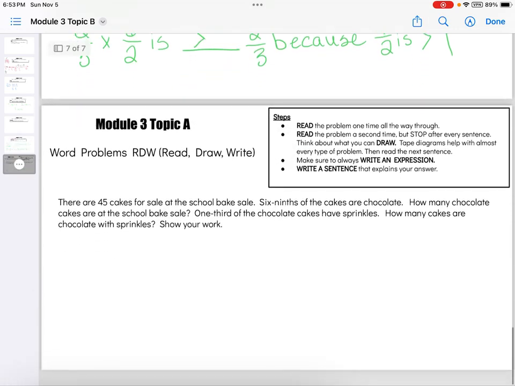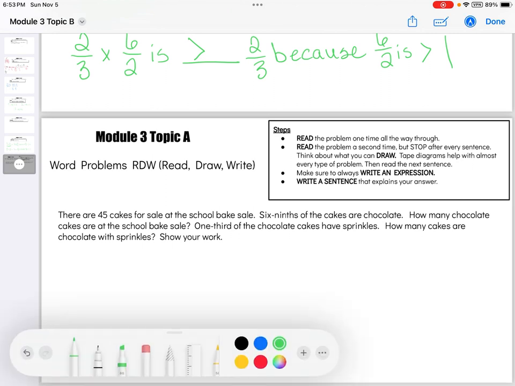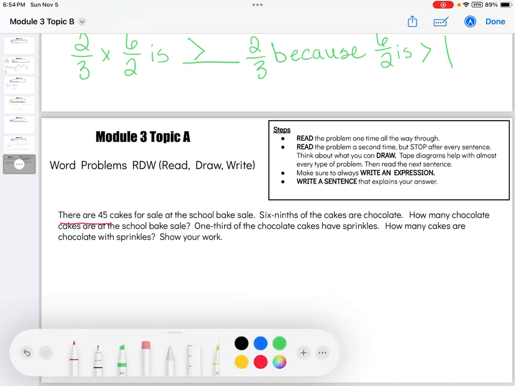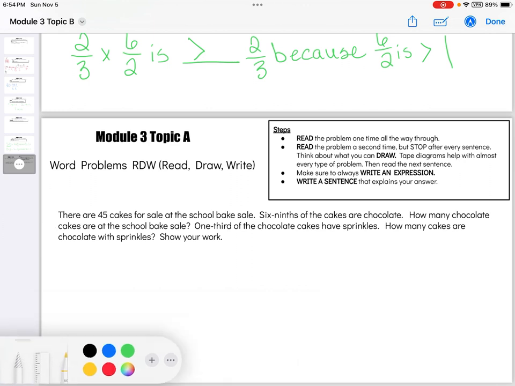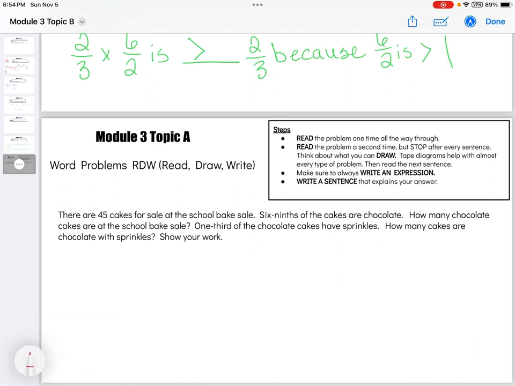All right, and then on to the last slide. It says we're going to read, draw, write. This is a word problem here. There are 45 cakes for sale at the school bake sale. 6/9 of the cakes are chocolate. 1/3 of the chocolate cakes have sprinkles. How many cakes are chocolate with sprinkles? Show your work. So look inside the box right here.